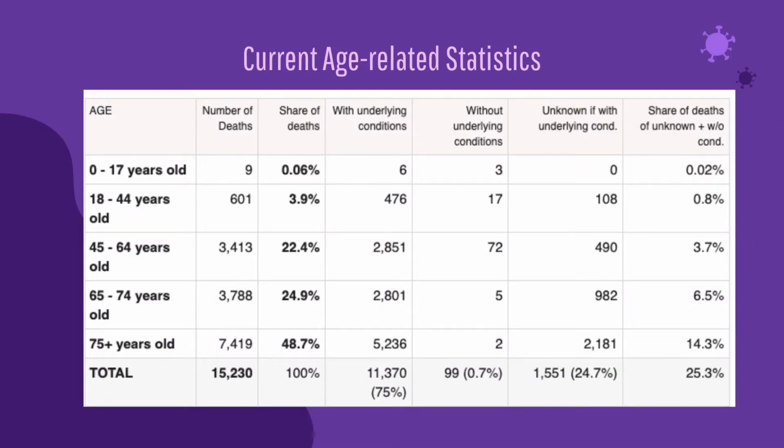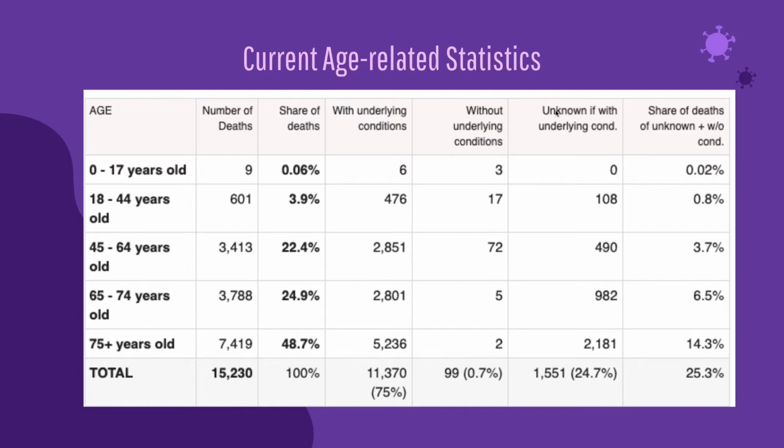So here are some current age-related statistics. As you can see, the mortality rate increases as you get older. So ages from 0 to 17-year-olds only make up 0.606% of the share of deaths, while 18 to 44-year-olds make up 3.9% of the share of deaths. 45 to 64-year-olds make up 22.4% of the share of deaths. 65 to 74-year-olds make up 24.9% of the share of deaths, and 75 plus makes a 48.7% share of deaths, which is almost 50%. So as you get older, we can clearly see that the mortality rate increases.